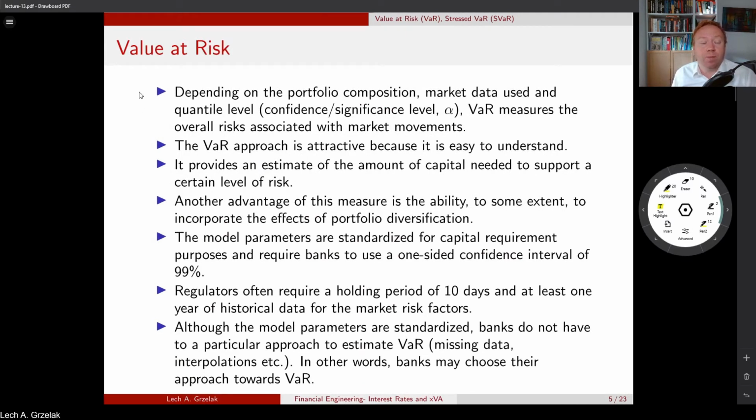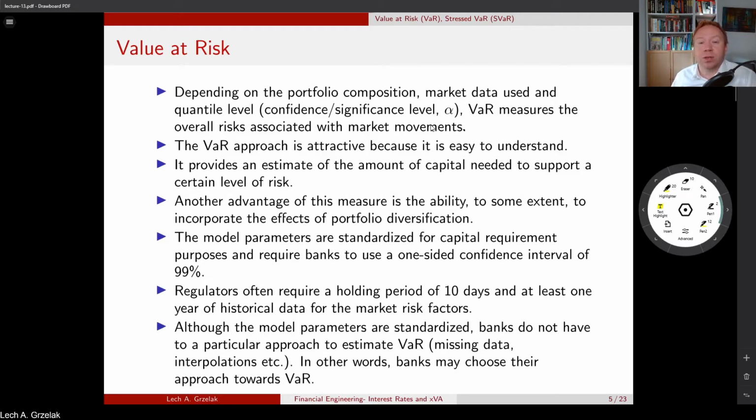So, a few important points regarding VAR. Depending on portfolio composition, market data used and quantile level, VAR measures overall risks associated with market movements. This is what we actually want to see: one number that represents all sorts of risks associated with the historical market movement, or even hypothetical market movements, as I will explain later, and that represents our risk of the portfolio as a single number.